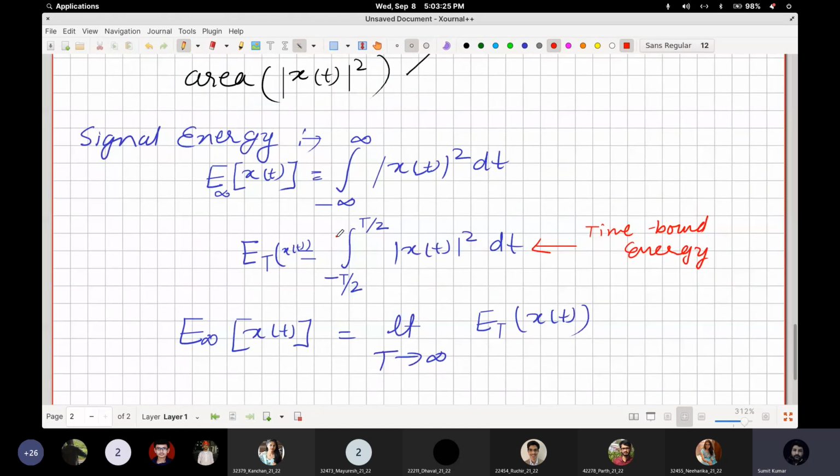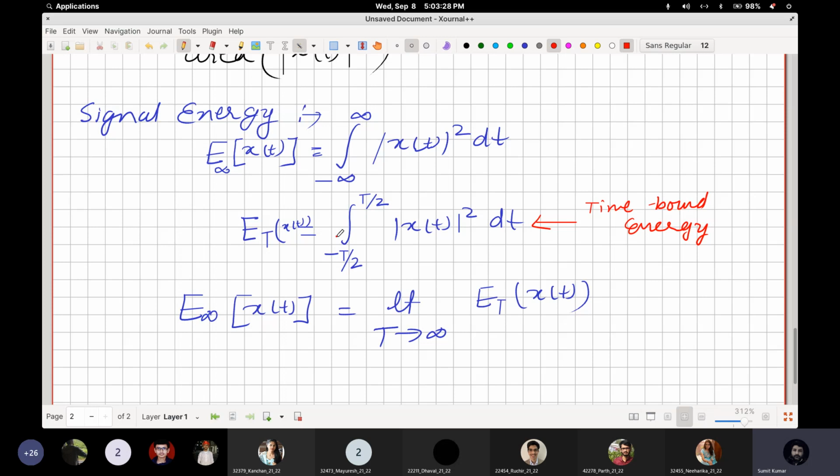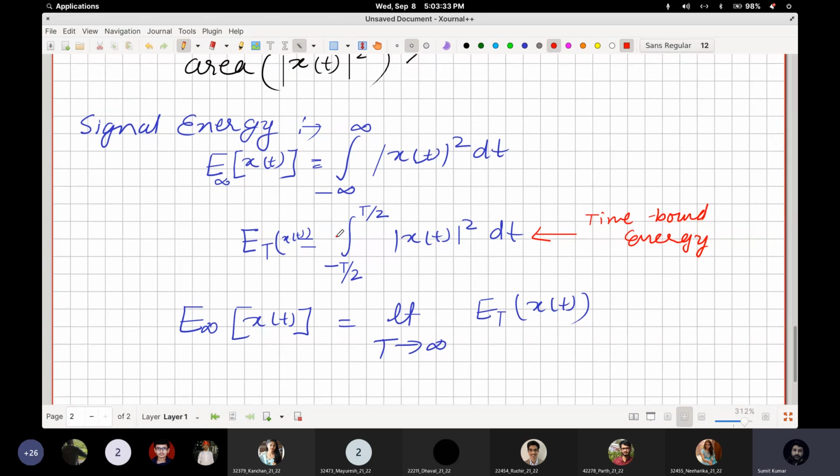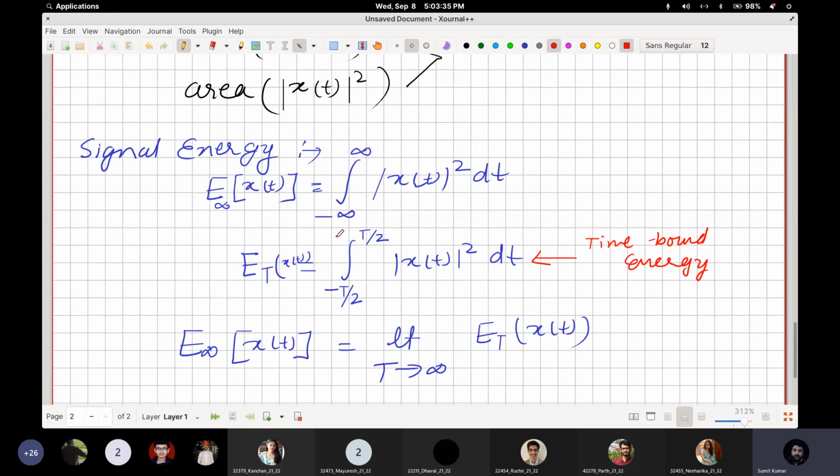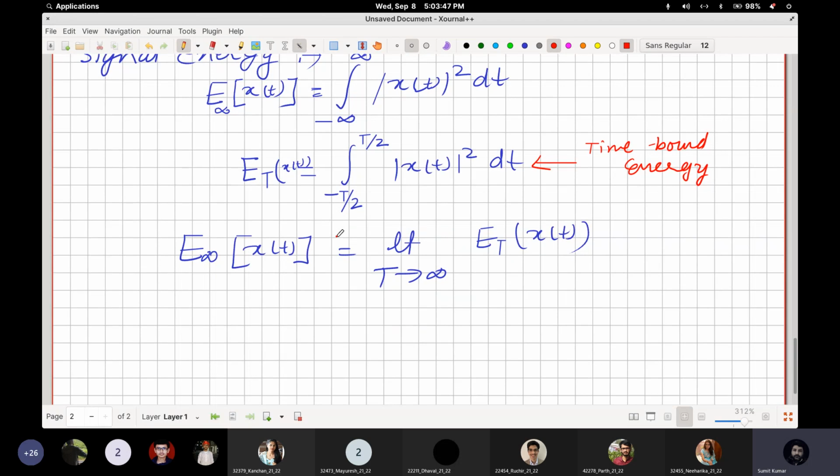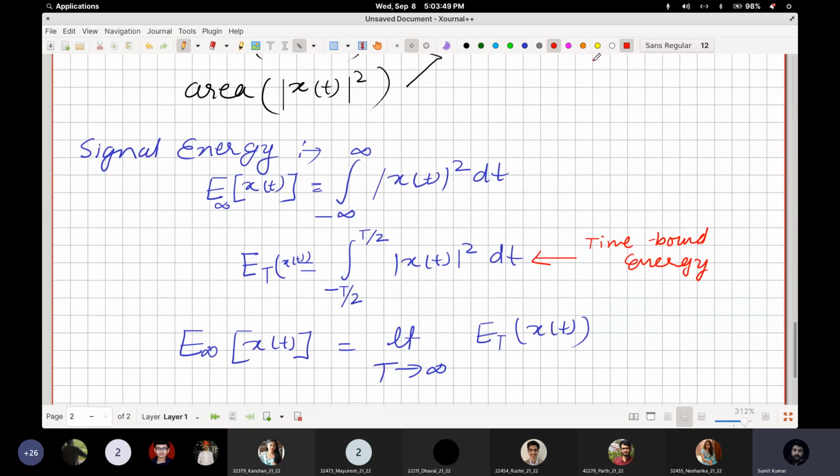Now, as I told you, there are going to be signals for which signal energy will not be defined, or maybe it's simply equal to infinity. For example, a sine wave: if you compute its mod, or just square it, and try to compute the area, then it will be infinity, isn't it? If it is infinity, you can't compare two infinities, isn't it? So for that reason, we will discuss another measure of the signal. Let me just highlight the signal energy here. We will compute another measure of signal size.